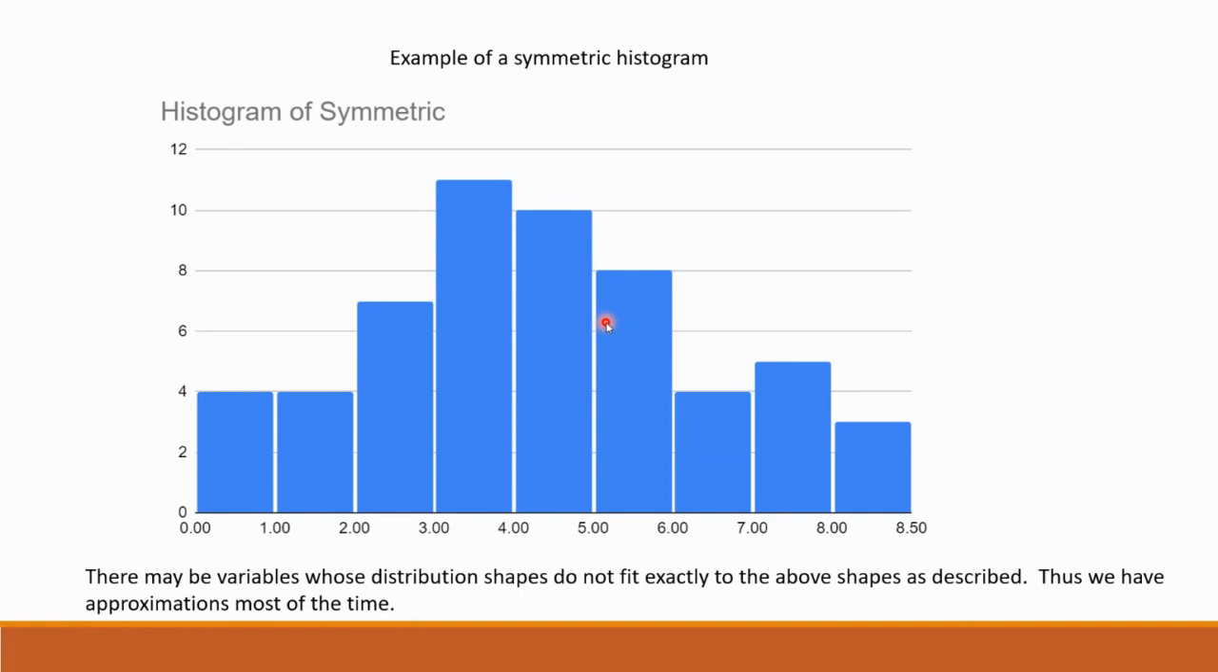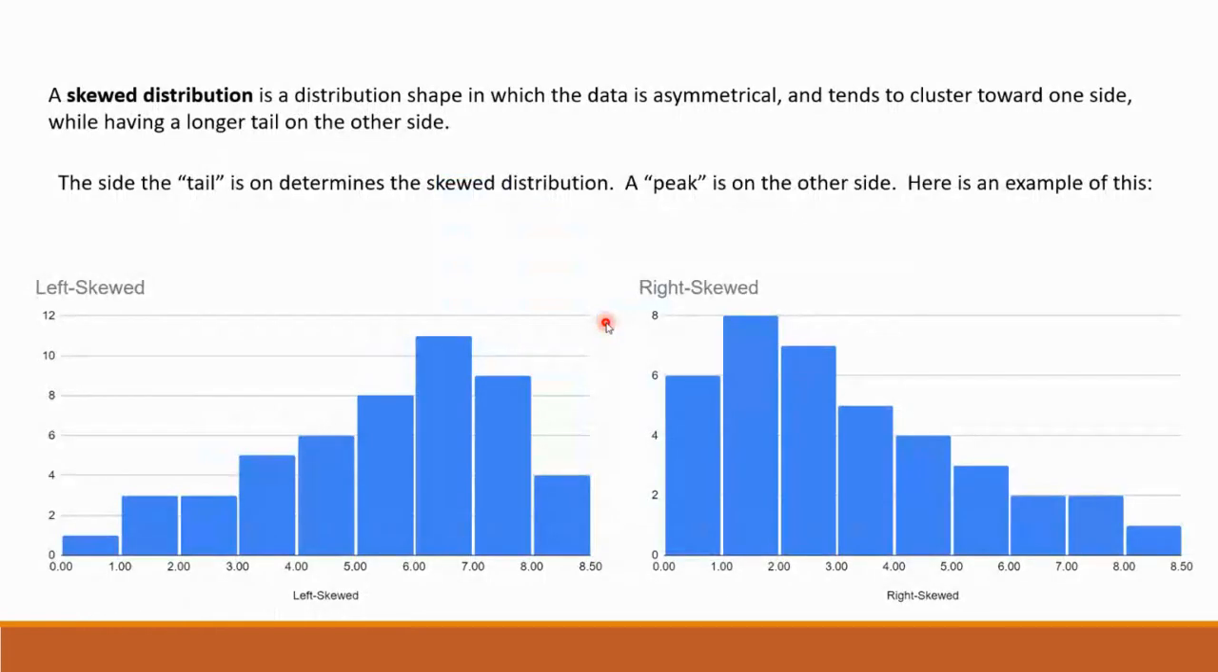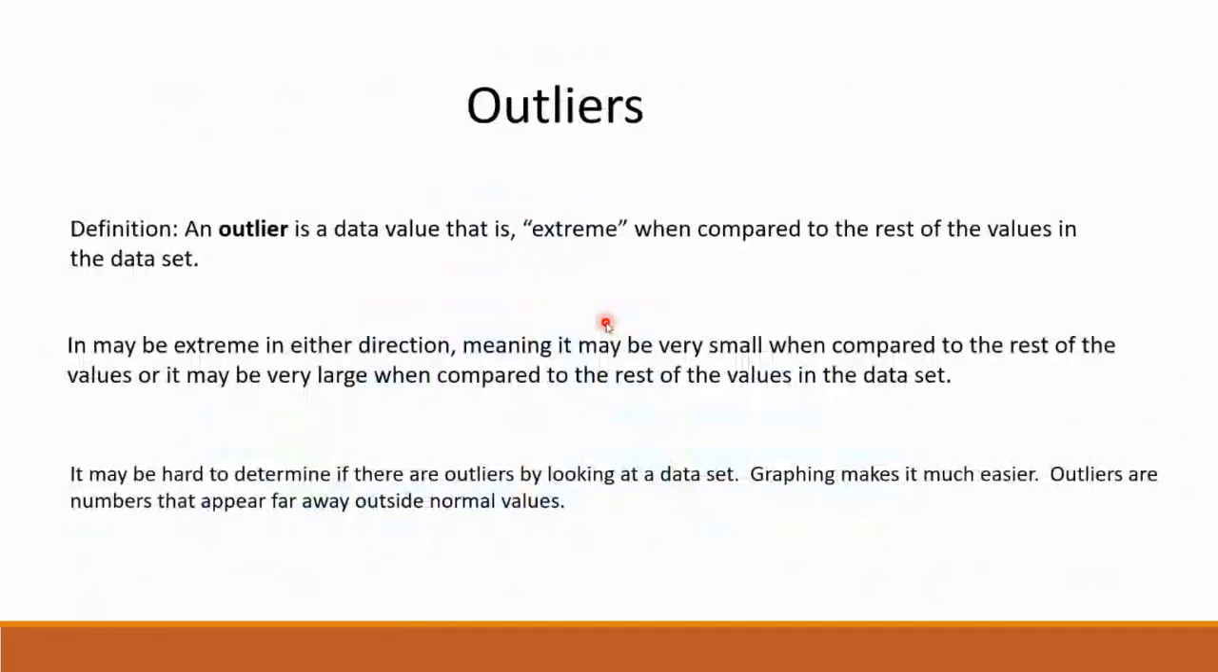So that's basically what it means to be a symmetric, a left skewed, and a right skewed distribution. We have this definition of an outlier. The book is not going to go into this too much. So I don't want to go really far beyond the book. So I'm not going to go into it too much either.